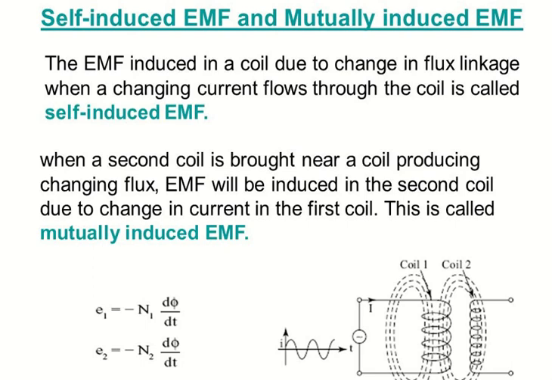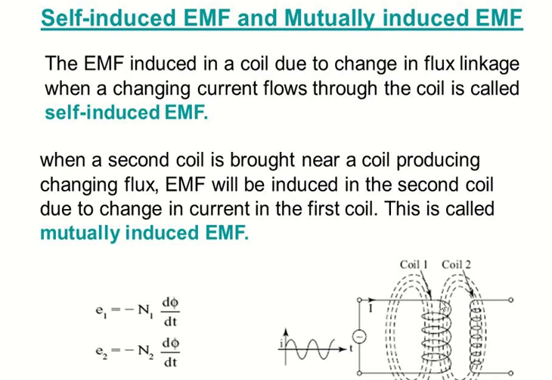Suppose we consider two coils. These are the two coils. The first coil has N1 turns, the second coil has N2 turns. You are applying current through the first coil. The EMF induced in a coil due to change in flux linkage when the current flowing through the coil changes is self-induced EMF. So if you are passing current through the first coil, what will be the EMF induced?